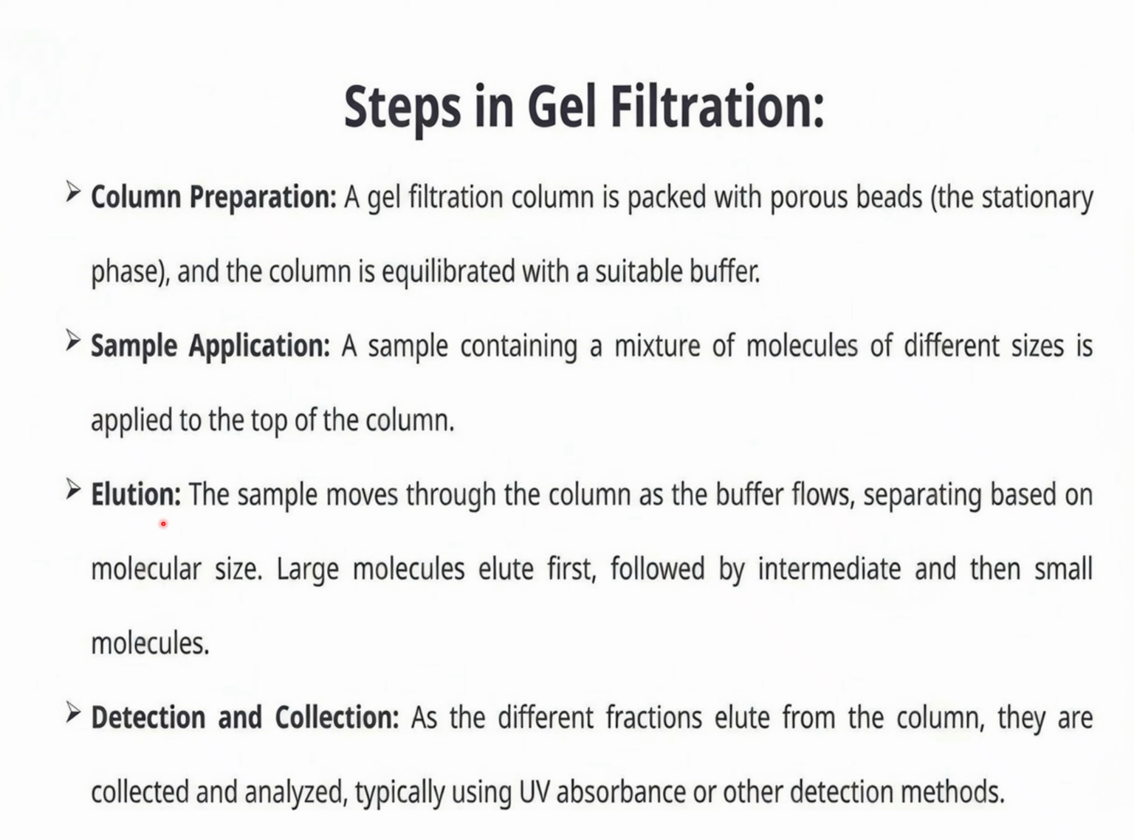Then elution. The sample moves through the column as the buffer flows, separating based on molecular size. Large molecules elute first, followed by intermediate, and then small molecules. After that, the detection and collection. As the different fractions elute from the column, they are collected and analyzed, typically using UV absorbance or another detection method. So these are the overall step-by-step procedures for gel filtration chromatography.